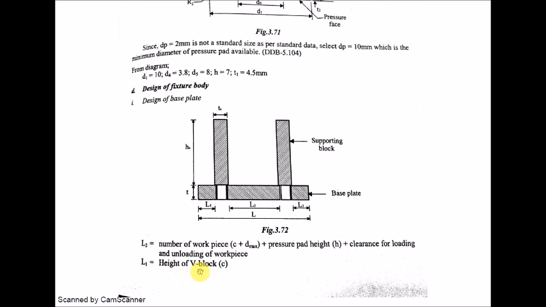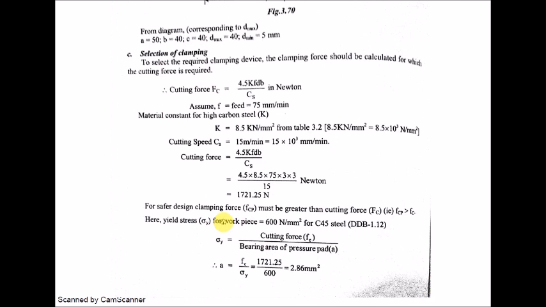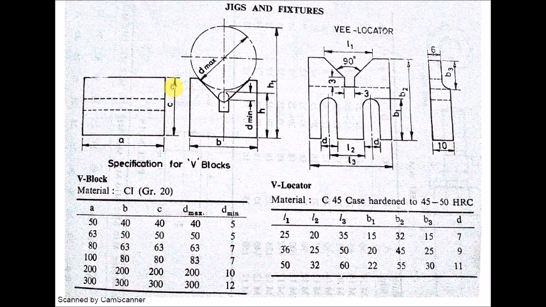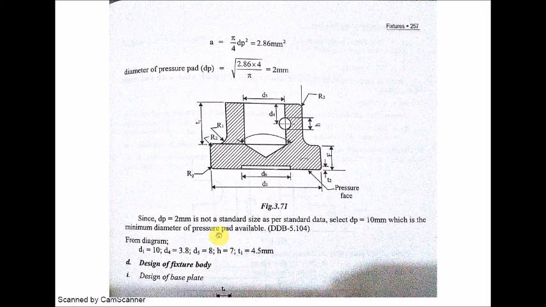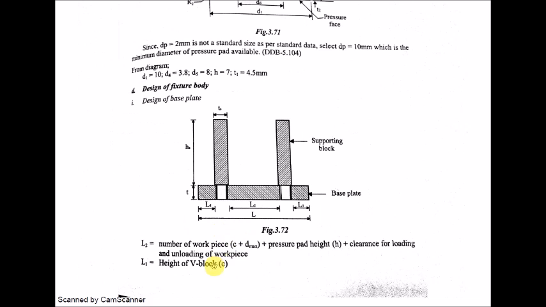Then L1 is the height of the V block. So what is the height of the V block? The height of the V block is C. We will go back to this. Yeah, L1 is the height of the V block. So you have two L1s, one on either side of the supporting blocks. Here is L1, here is one more L1, and this is L2.